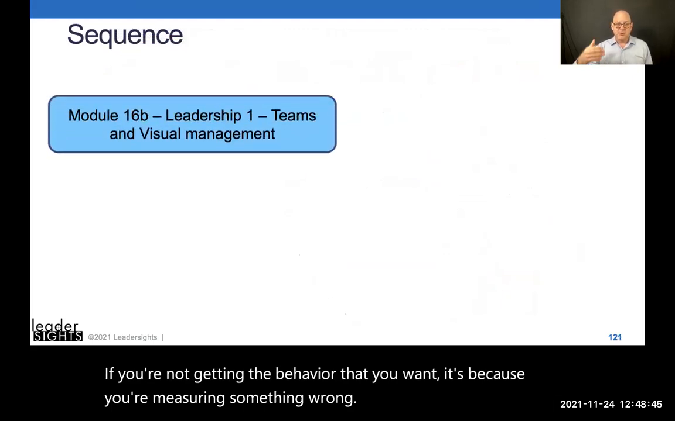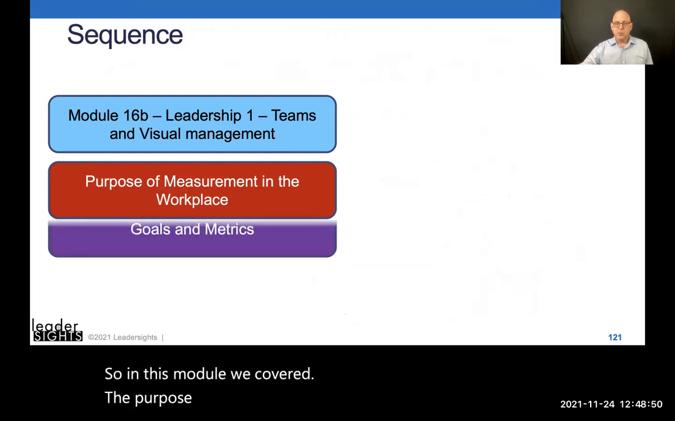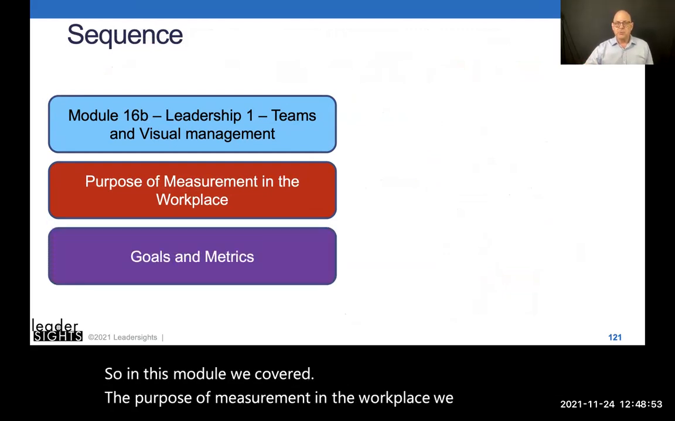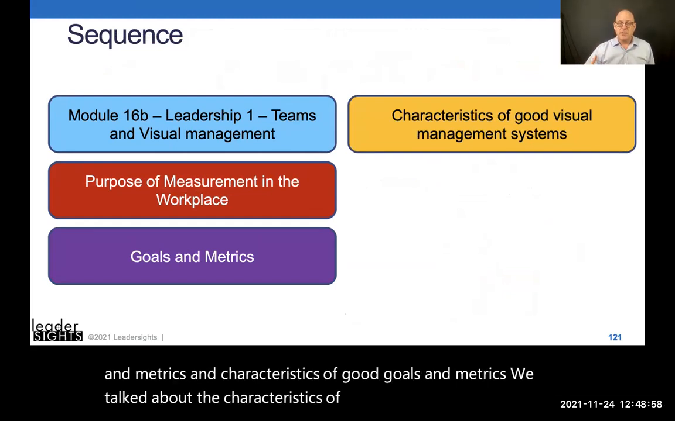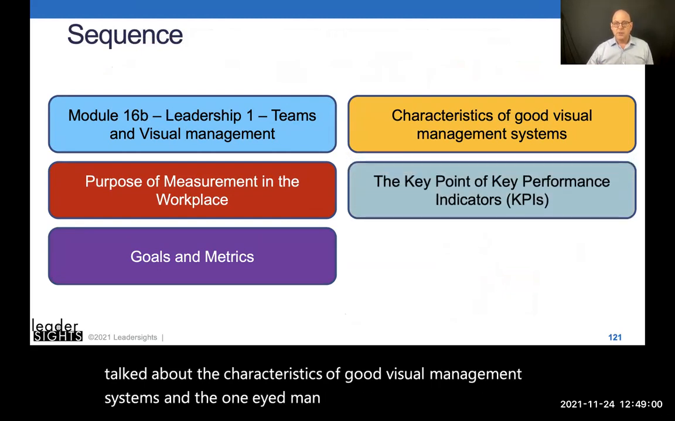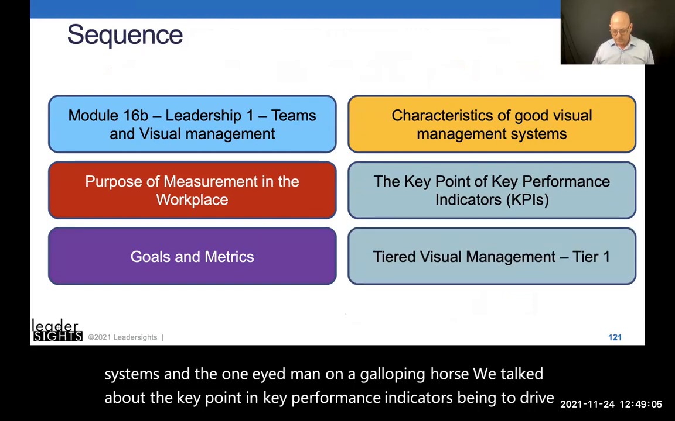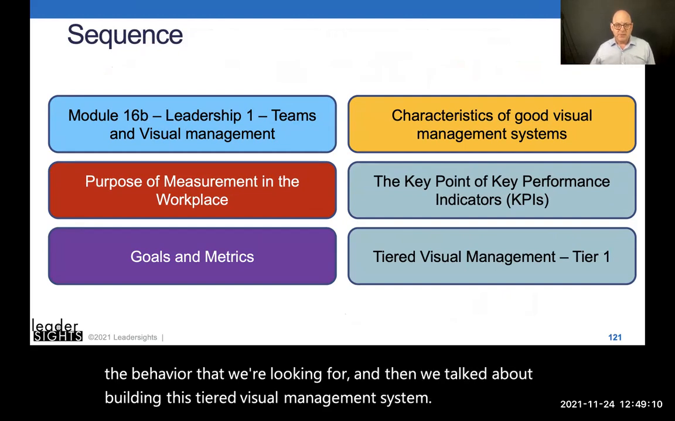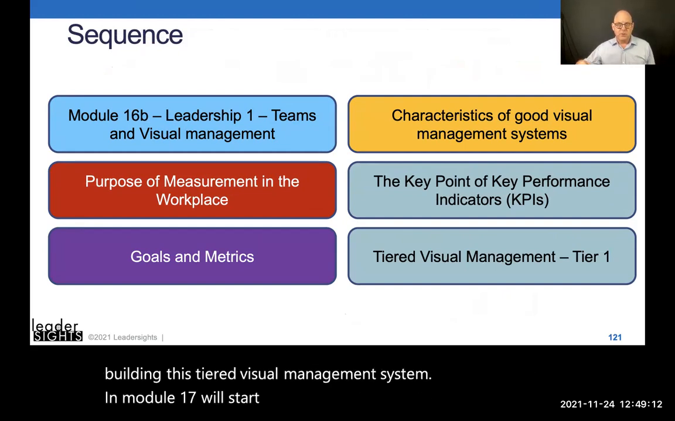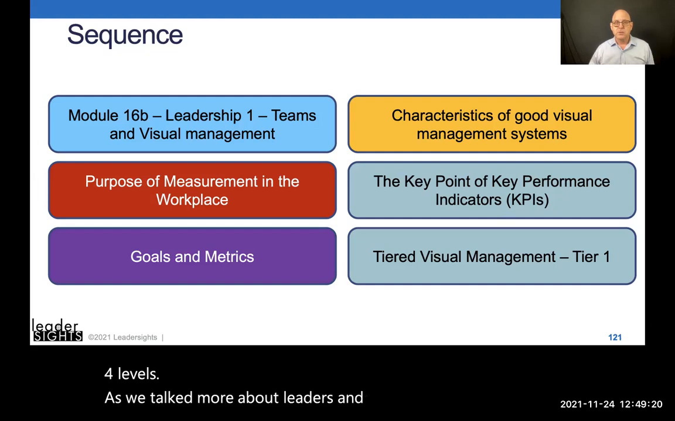So in this module, we covered the purpose of measurement in the workplace. We covered goals and metrics and characteristics of good goals and metrics. We talked about the characteristics of good visual management systems and the one-eyed man on a galloping horse. We talked about the key point of key performance indicators being to drive the behavior that we're looking for. And then we talked about building this tiered visual management system. In module 17, we'll start getting more into this tier 2, tier 3, and tier 4 levels as we talk more about leaders and leader standard work. That's what's coming up next.